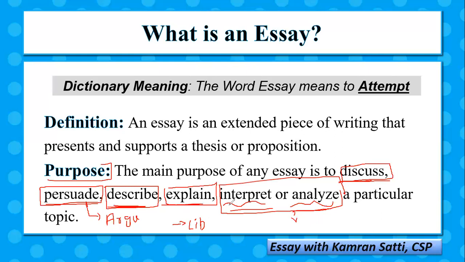So now we are familiar that in CSS we are going to come across three types of essays. Number one, persuasive or argumentative essays. Number two, traditional essays like discuss, describe, explain essays. And number three, literary essays. Like the topic of a literary essay could be a bird in hand is worth two in the bush. So these are the three categories of essay in CSS.